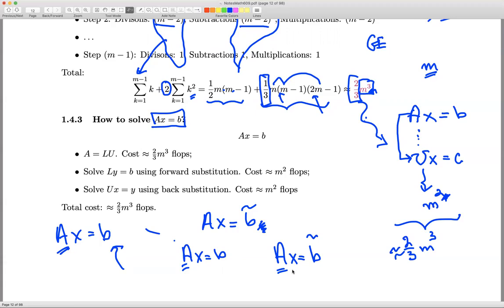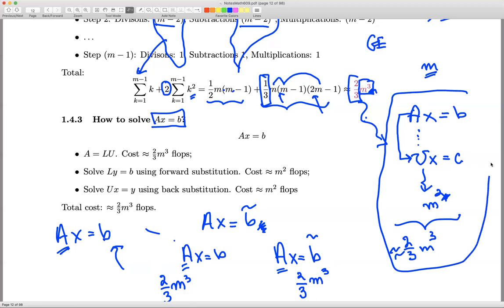If you decide every time when the B comes to solve the problem, every time that you do that, you will have to do 2 over 3 m to the third operations. Then the new B comes, then you have to do 2 over 3 m to power 3 operations, and so on. Every time B arrives, you have to do that many operations, because as we discussed, solving the system using Gauss elimination is that costly.